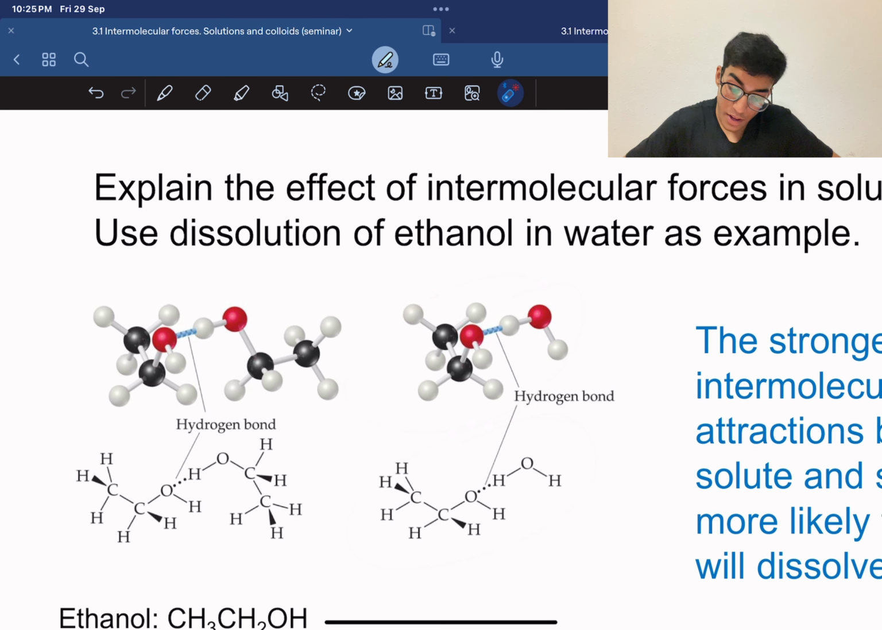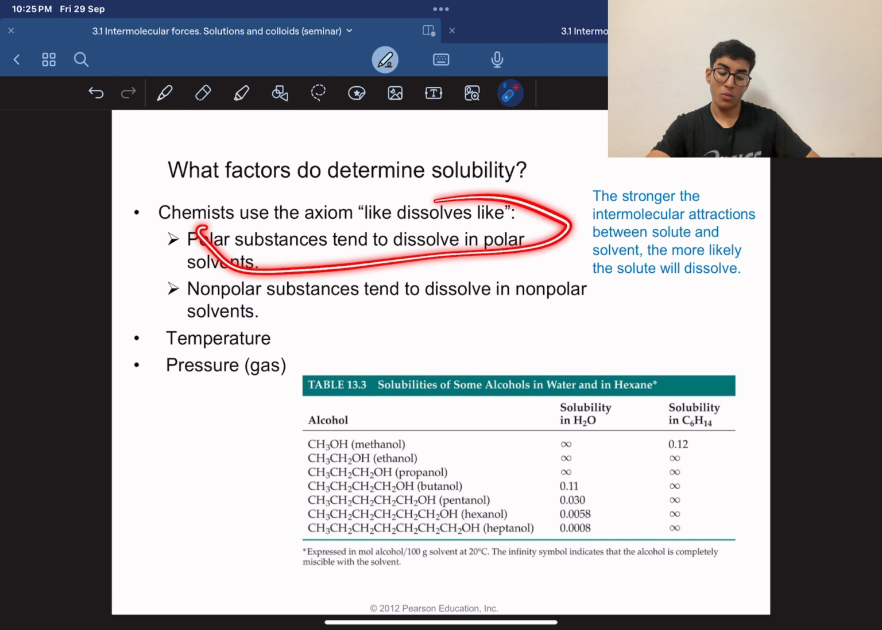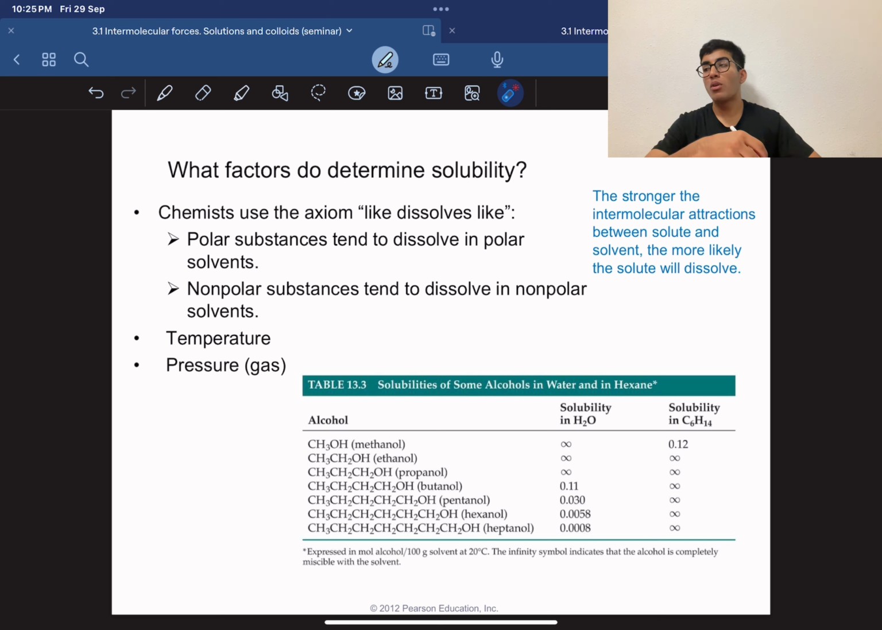Okay, if you want to mix solvent and solute, you want them to be able to form bonds with each other. Simple as that. What factors determine solubility? Polar dissolves polar, like dissolves like. Non-polar substances dissolve non-polar. Temperature and gas: of course, when you add something in hot water and mix it, it's going to dissolve faster. Simple. Pressure can mean anything. You close it and you shake, you mix. That's pressure. It increases solubility. Think with your brain.